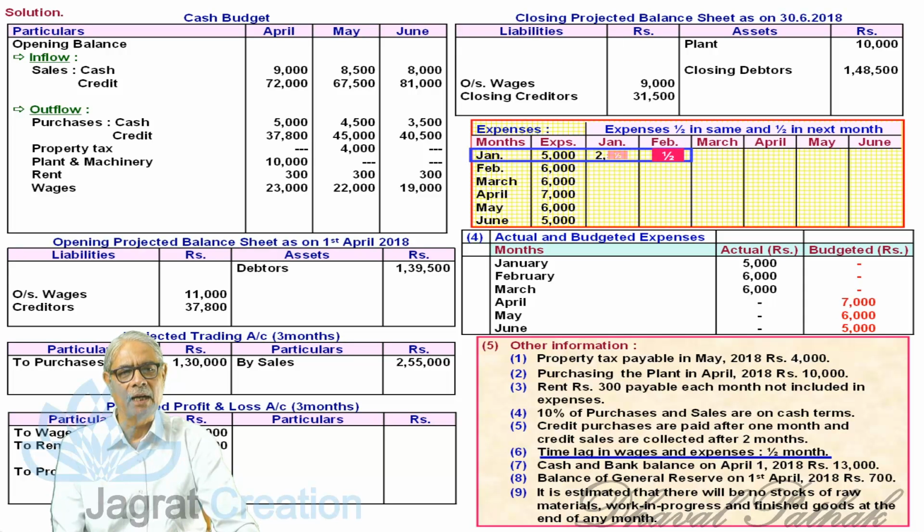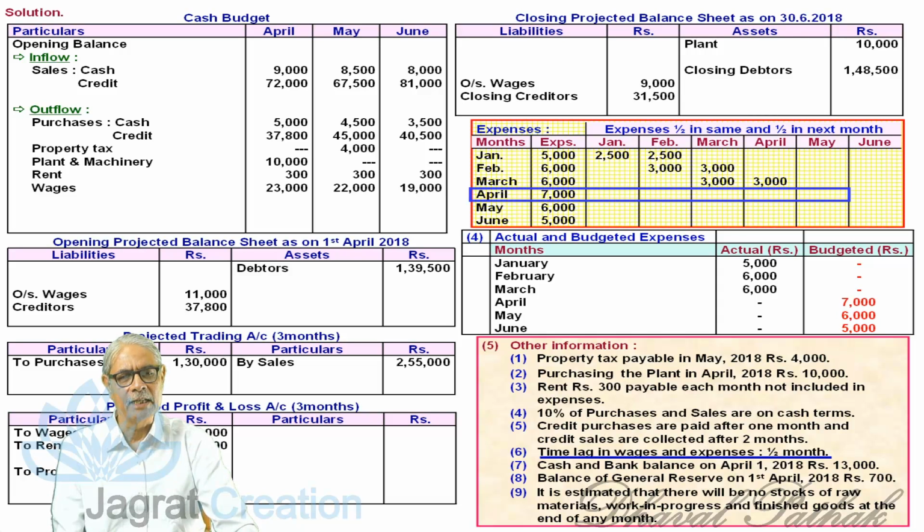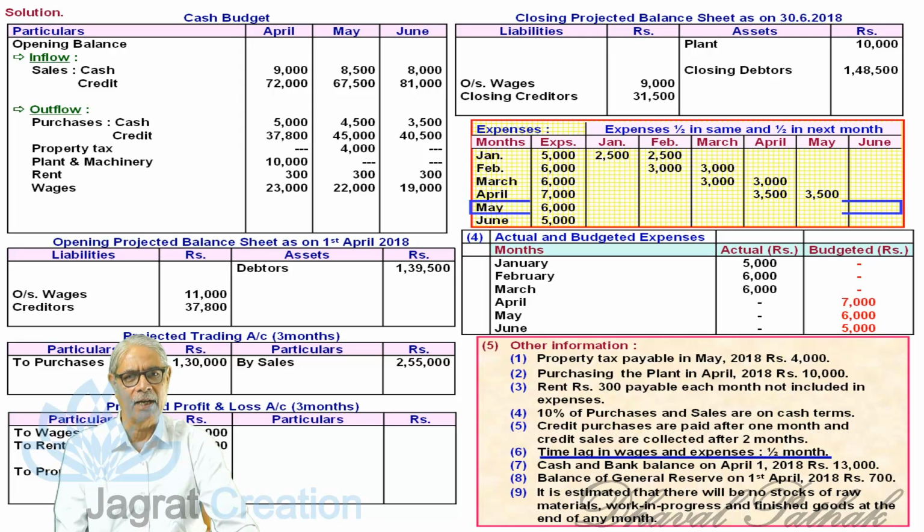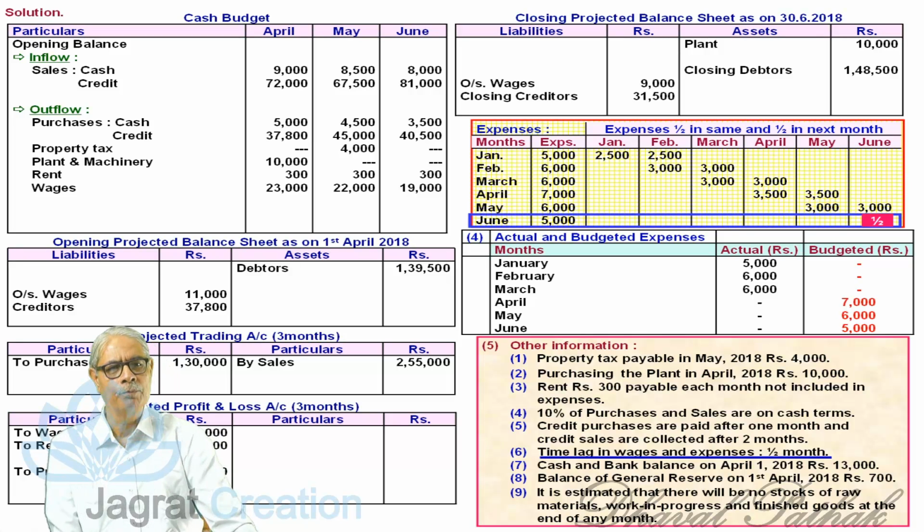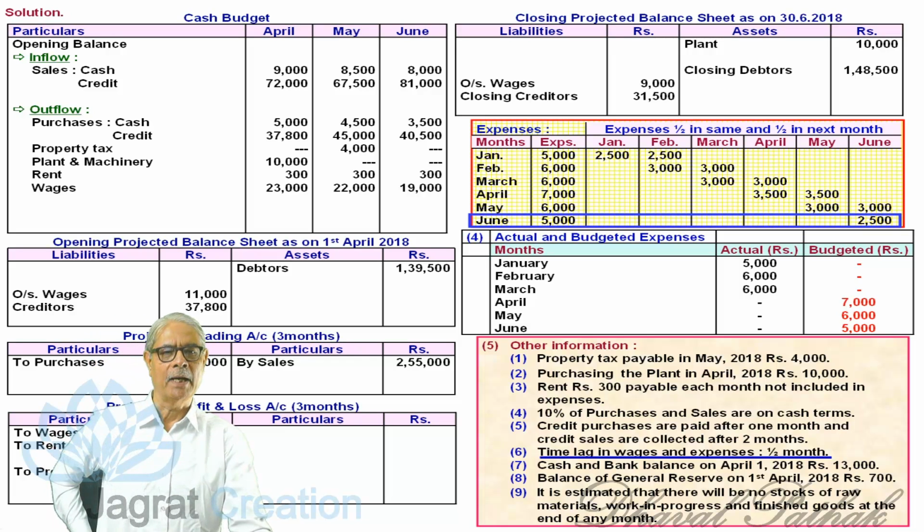January half paid in January, half in February. February half paid in February, half paid in March. March half paid in March and half paid in April. April 15 days. First 15 days of April will be paid in last 15 days of April, and last 15 days of April will be paid in next month, that is May. So this is how 7,000 bifurcated into 3,500 and 3,500. May 6,000, 3,000 in May and 3,000 in June. June 2,500 in June and 2,500 get payable at the end of 30th June.